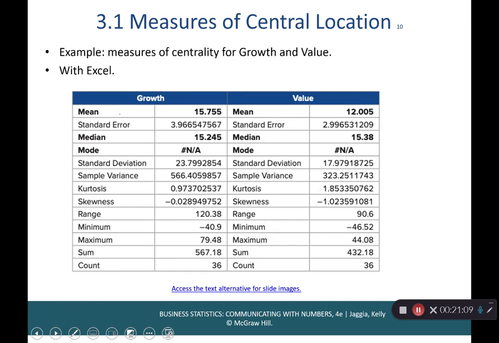Okay, so if we were to put our data in Excel, back to the introductory example, and calculate measures of central tendency for growth and value, I can show you how to do this in Excel, and I will in a different video. You can see we get all these values out of Excel. So we can see that on average, the growth fund has a little bit higher return than the value fund. But if we compare the medians, they're a little bit closer. Interesting. And both data sets do not have a mode.